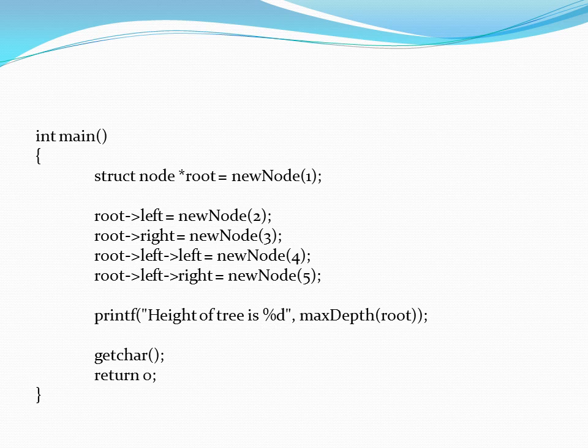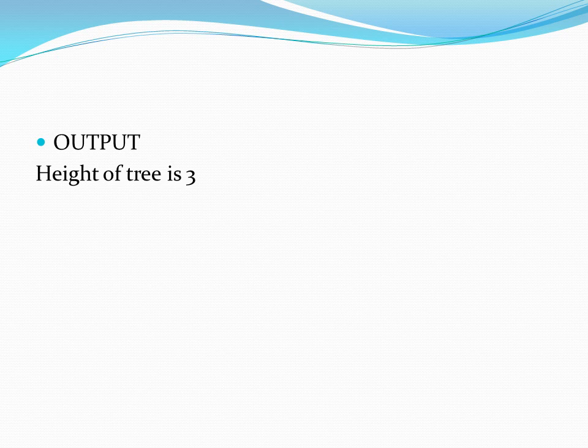In the main, first we are creating a new node for 1, the root node. Then for left, we are creating a new node 2. Then for right, we are creating a new node 3. Then root left of left, the left subtree of left, we are creating a new node 4. Then for the right subtree, we are creating node 5. Next, we are displaying the height of the tree using the max depth method. Here we are calling max depth of root. It returns the value 3.